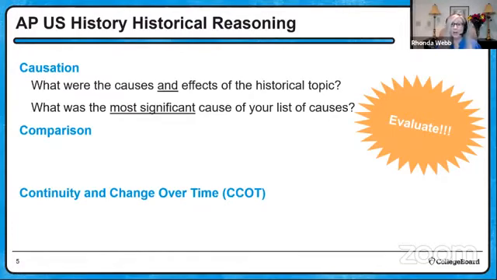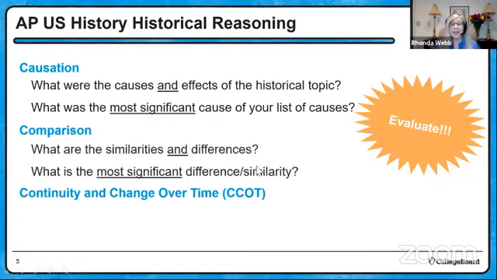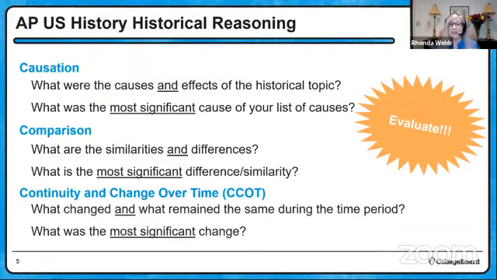So if you've got a causation question, sometimes you're able to look at both causes and effects of whatever the topic is that they're asking. If you only have causes, which is fine in some cases, I want you to at least begin to evaluate those causes and which one is the most significant cause of the ones that you have. That's something that we're going to be looking at tonight. Same thing with comparison. If you've got similarities and differences, that's fabulous. If you only have differences, again, determine which of those is the most significant. Same thing with continuity and change over time, because this adds in the evaluation to your answer.